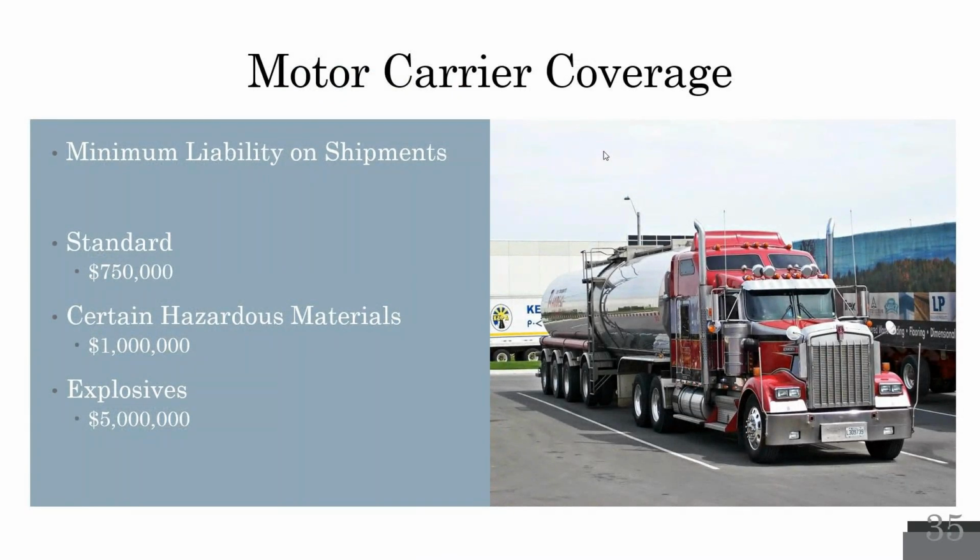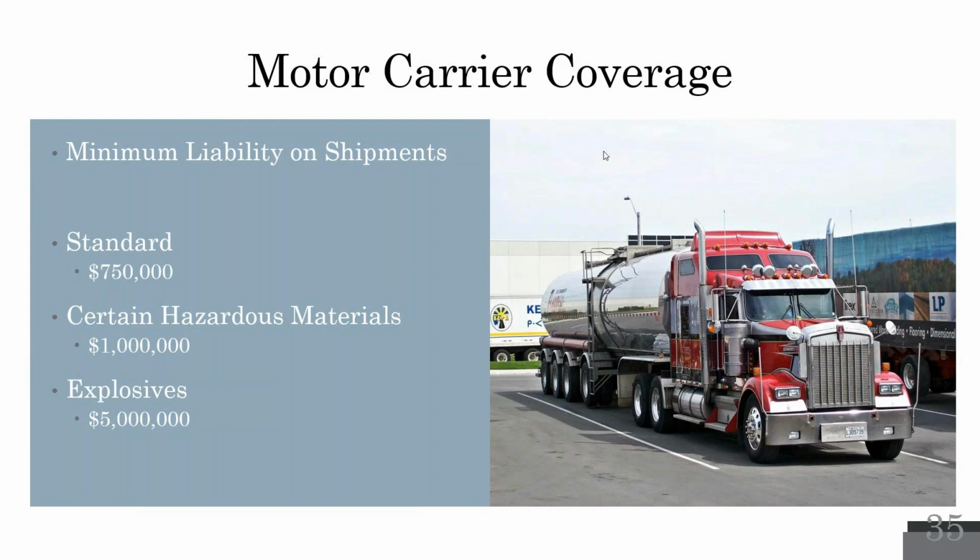Motor carrier coverage. Just like on the personal auto side, there's minimum liability requirements that you have to meet in each and every state. For motor carriers, same thing, depending on what they're transporting. So a standard liability limit is $750,000. And where we've seen this on the test is, you have a moving company. Maybe there's a moving van and they're transporting people's property from one location to another. They need a minimum of $750,000 of liability for that particular type of risk.